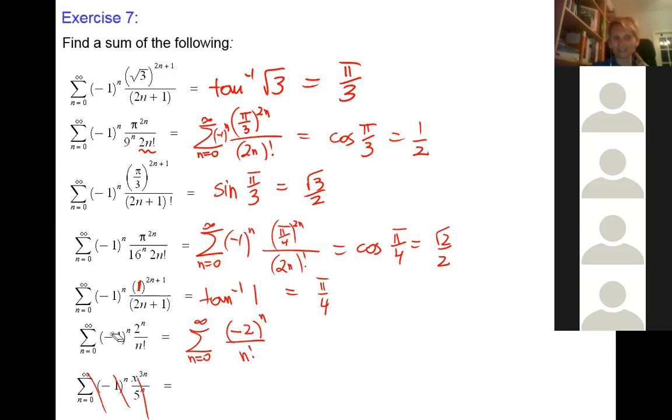Okay, that means actually it is e to the power of -2, because -1 to the n, like for the rest of them, is not part of the main formula. It's just x to the power of n over n factorial. That means my x is -2. Yeah, this is just the way to recognize the formulas.